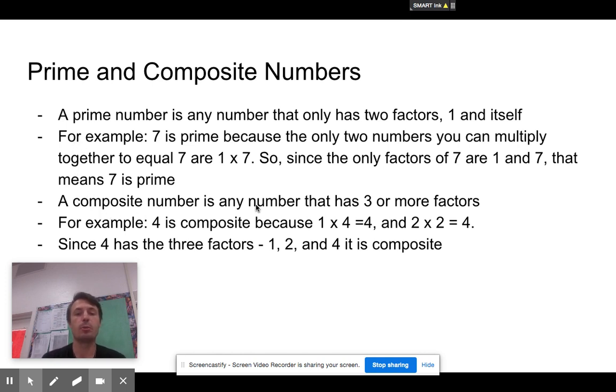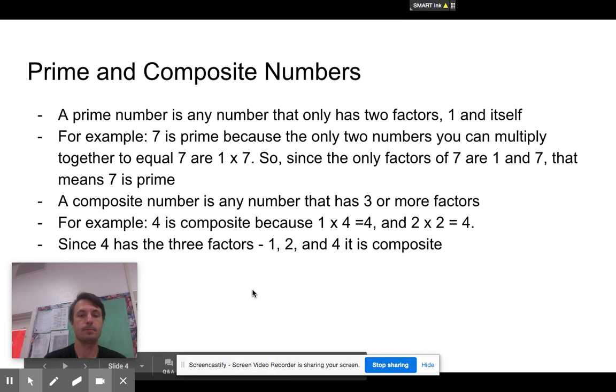A composite number is any number that has 3 or more factors. For example, 4 is composite. 4 is a composite number because 1 times 4 equals 4 and 2 times 2 equals 4. Since 4 has 3 factors, 1 because 1 times 4 is 4, 2 because 2 times 2 is 4, and 4 because 4 times 1 is 4. Since it has those 3 factors, 1, 2, and 4, it is composite.